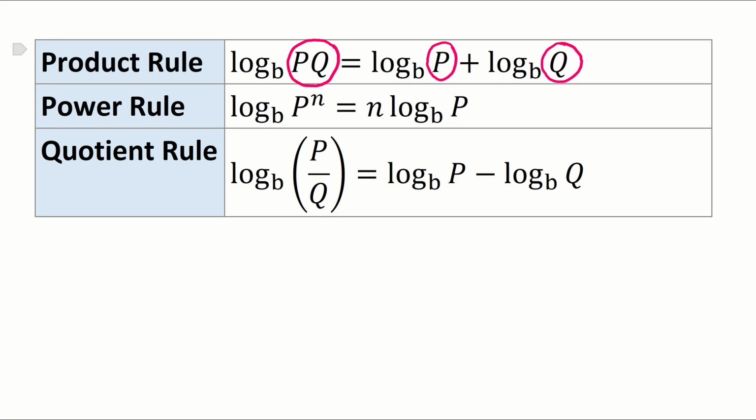The power rule says that when you have the log of a number raised to an exponent, you can take that exponent out and put it in front and multiply it on instead. And the quotient rule says that when you are dividing two things, you can take the log of the first and subtract the log of the second. So let's look at how these are applied.